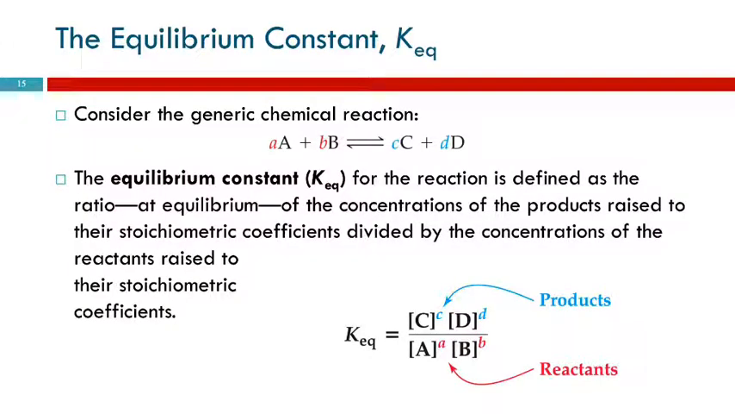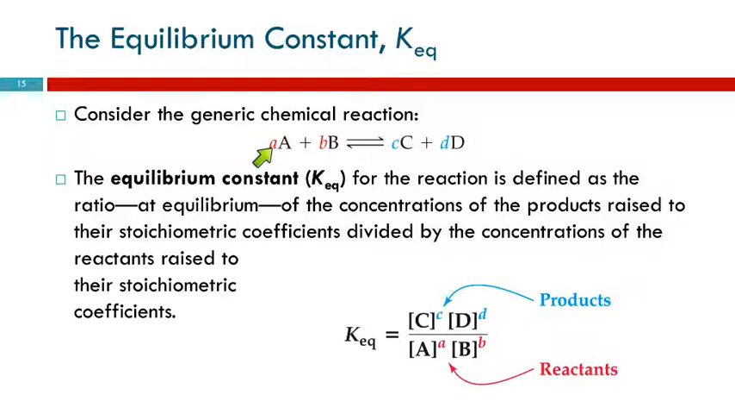So if we look at this reaction where A reacts with B to form C and D, and we're just using letters here, the lowercase ones are going to be the coefficients in the balanced chemical equation. What we define as an equilibrium constant, KEQ, is the ratio at equilibrium of the products over the reactants. So here we have the concentrations of the products multiplied by each other, divided by the concentrations of the reactants.